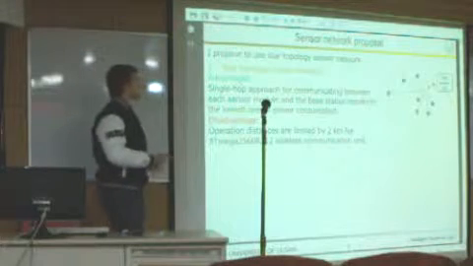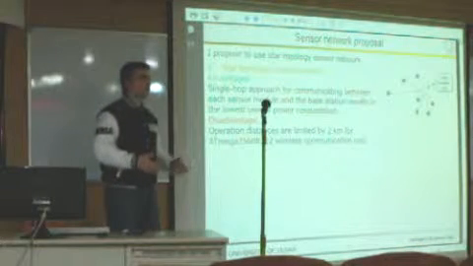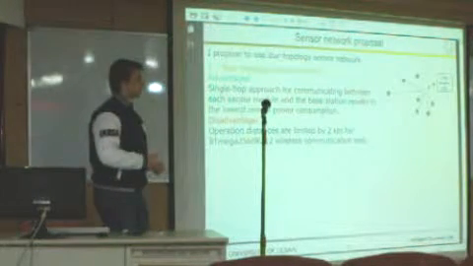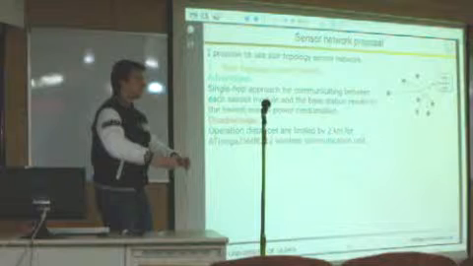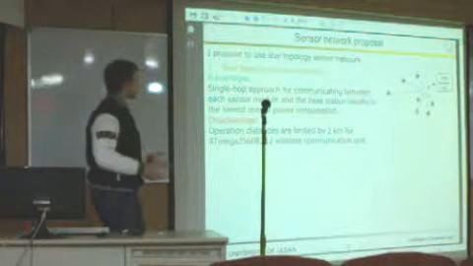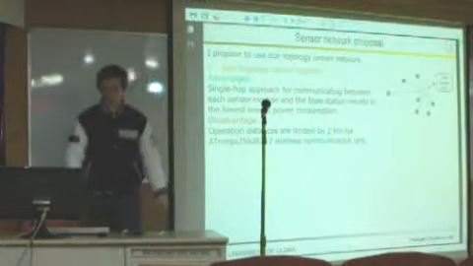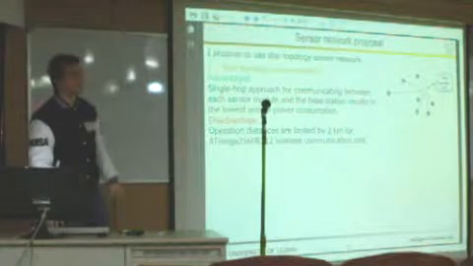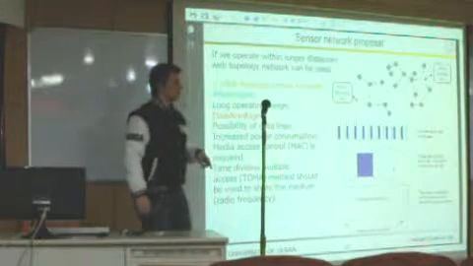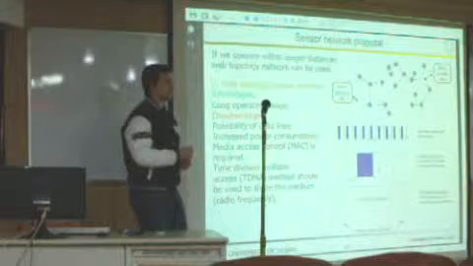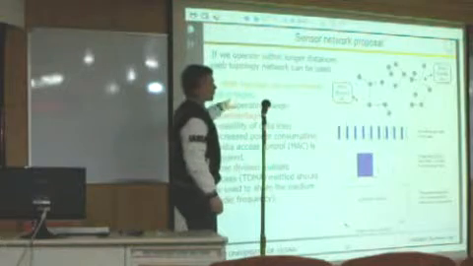Advantage: a single-hop approach for communicating between each sensor module and the base station results in the lowest overall power consumption. This is, I think, an important part for standalone applications for long-time sensing. But the disadvantage: operation distances are limited, 2 kilometers for 900 megahertz transceivers and 100 meters for 2.4 gigahertz transceivers. If we use a 2.4 gigahertz transceiver, which works in the ISM frequency band that doesn't require a license, we should use a web topology network or mesh topology network.